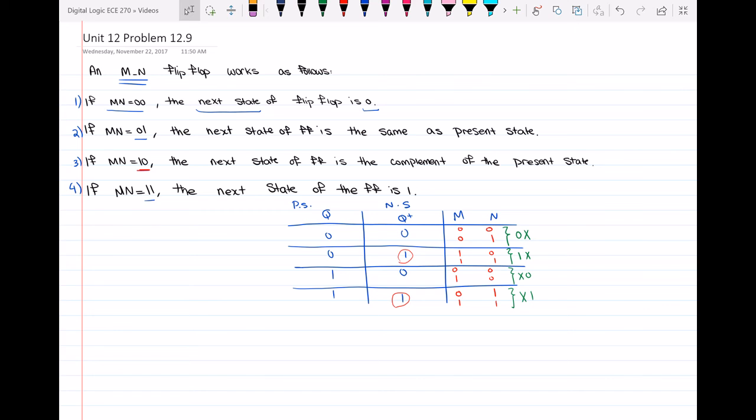The next part of this question is asking us to design a counter using these mn flip-flops. So I will talk about that in the next video.